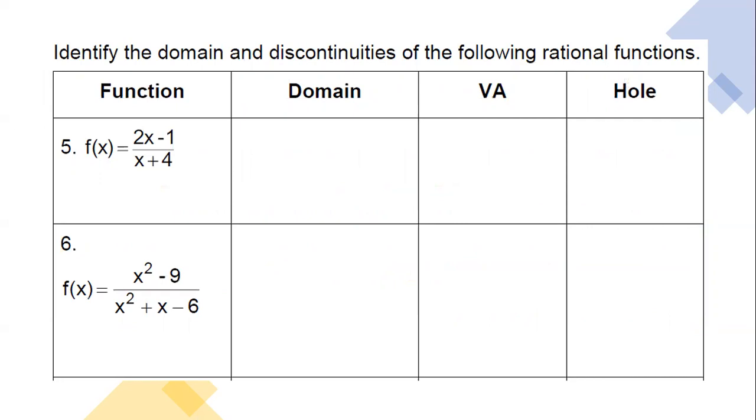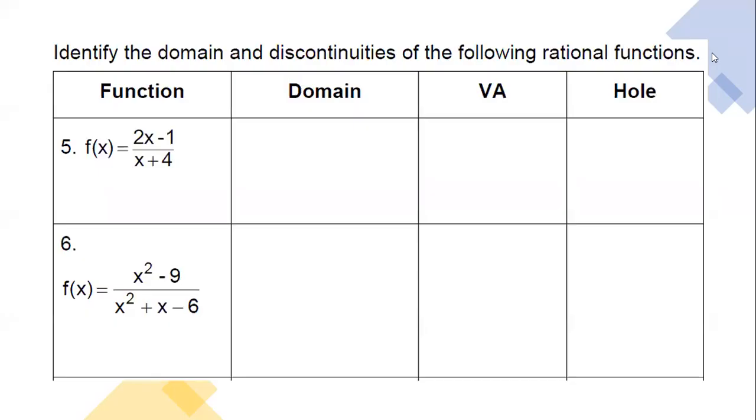We can. I can't stand your hole. Here we go. All right.